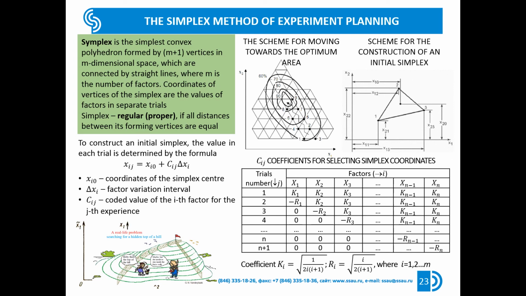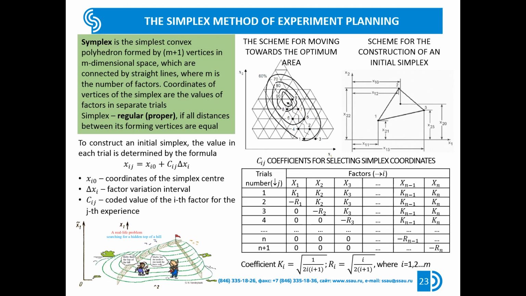Note that although the path is a zigzag one, the total number of trials needed to reach the optimum region may be small, because m+1 trials have to be performed only at the beginning, and each step is followed by only one additional trial, whose conditions are chosen based on the previous results. The choice of the size and position of the simplex is arbitrary.